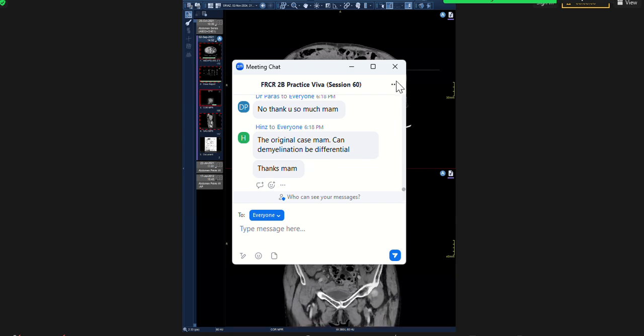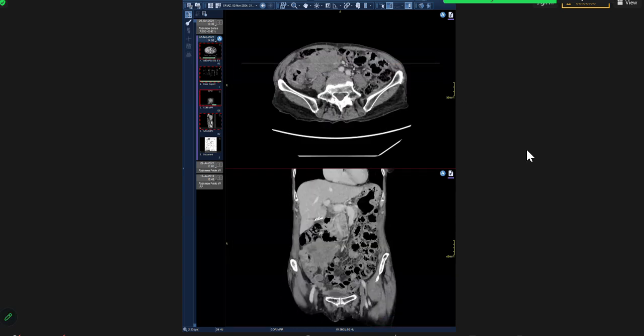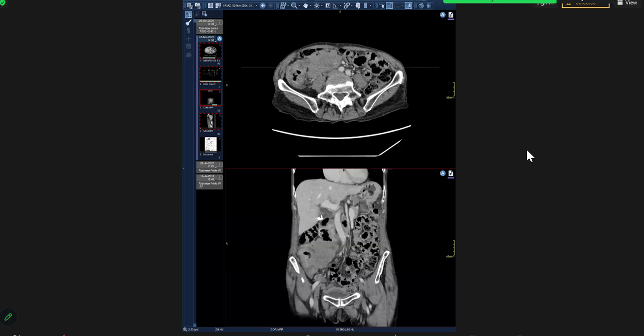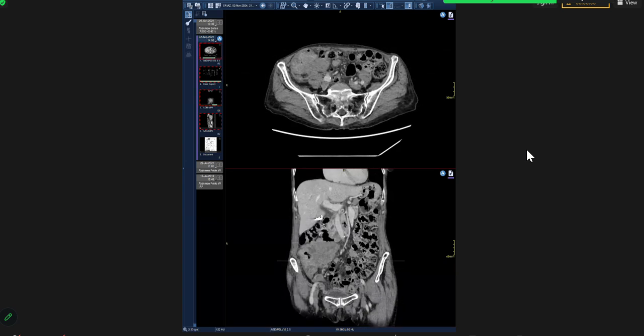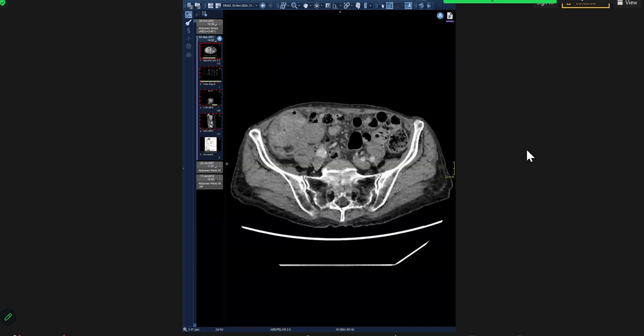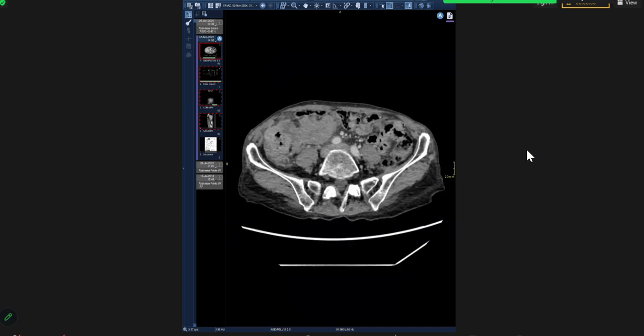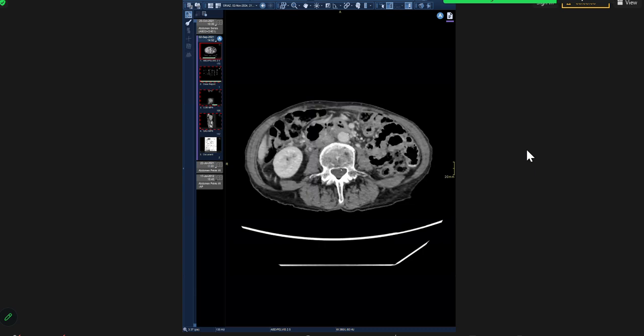And I'm looking for any significant lymphadenopathy in the adjacent mesentery. I can see a few mesenteric lymph nodes which are rounded in shape in the vicinity. Yes, and they show irregular borders. So I suspect these are metastatic lymph nodes.